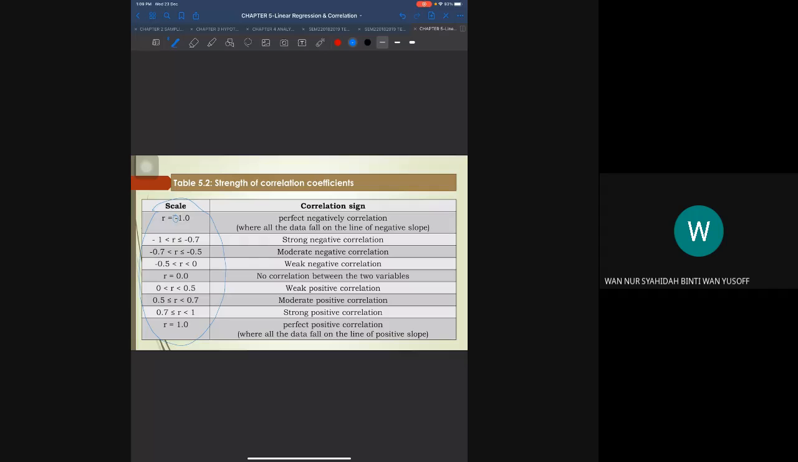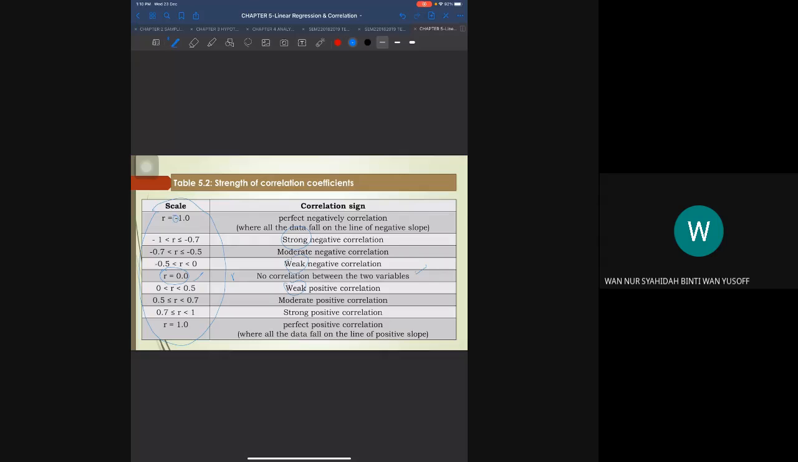If you have 0.7 to 1, then we will have a strong relationship. If you have 0.5 to 0.7, then we have moderate. If we have 0 to 0.5, then we have a weak relationship. If you have 0, then we have no correlation between the two variables. Okay, the implication of R equal to 0.